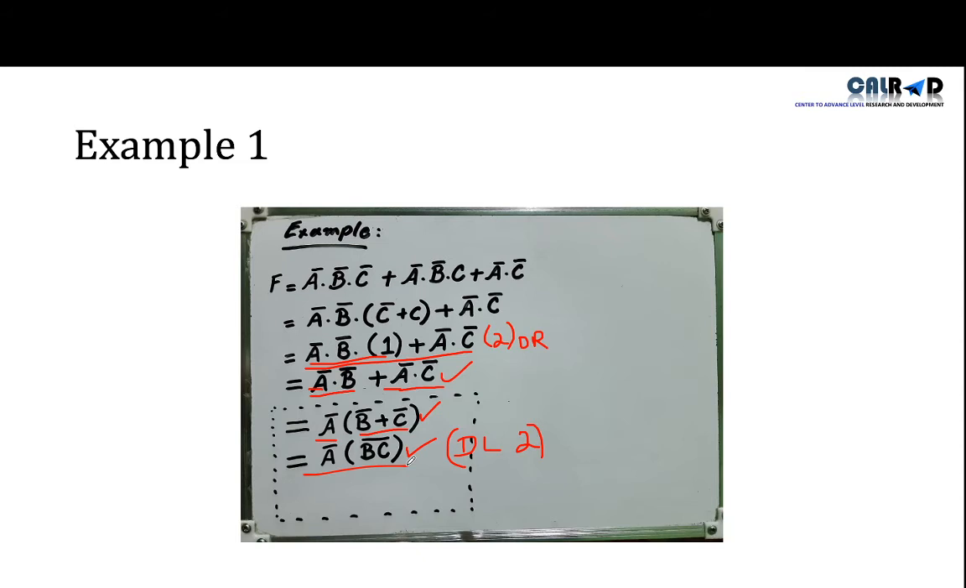Now here I want to give you one more thing. Sometimes we simplified our equation, but that simplification is not affecting our main design. What does this mean? This means that the main purpose of converting this equation from this form into this form is to reduce the number of gates.